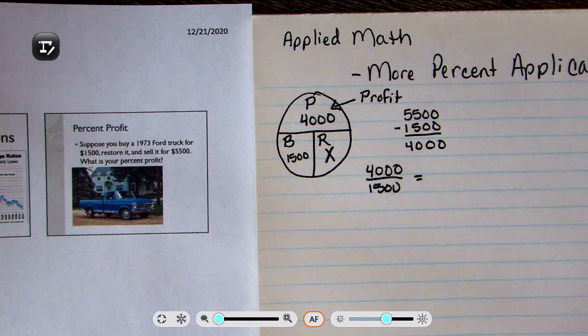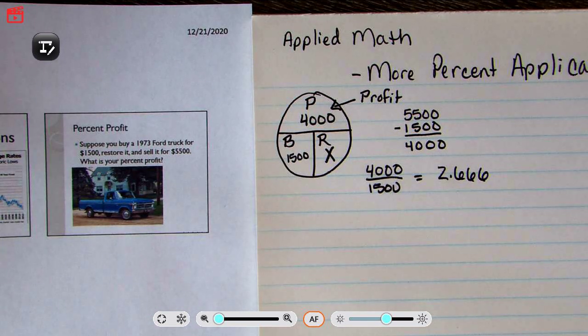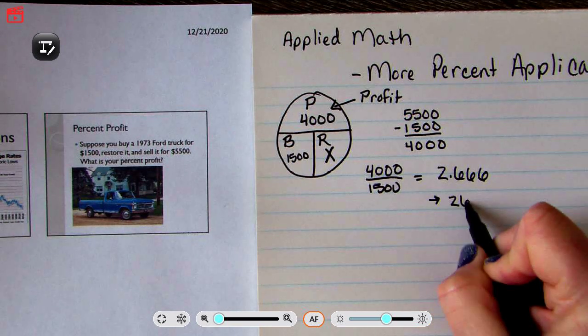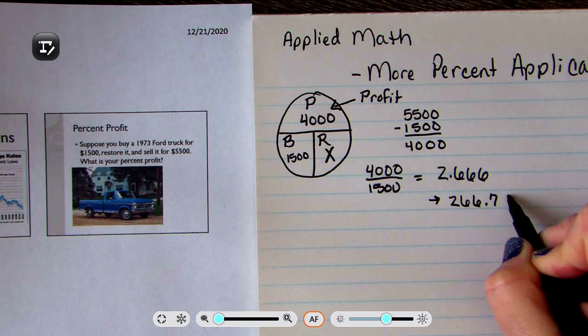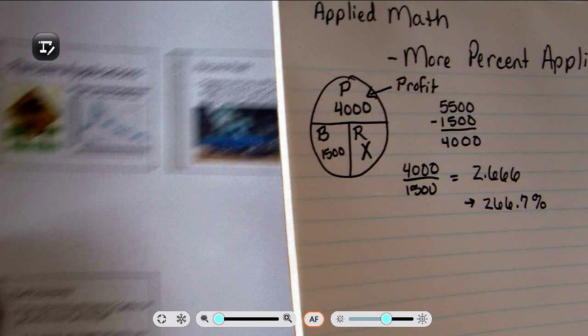And I get 2.666 repeating. Now remembering that is going to be its rate in its decimal form. So I'm going to say that that's 266.7, and I'll then put on that percent, moving my decimal and then adding the percent sign. And you'll notice we did make quite a bit. If we had made 1,500, we would have had 100% profit because we doubled our money. All right, let's do another one here.